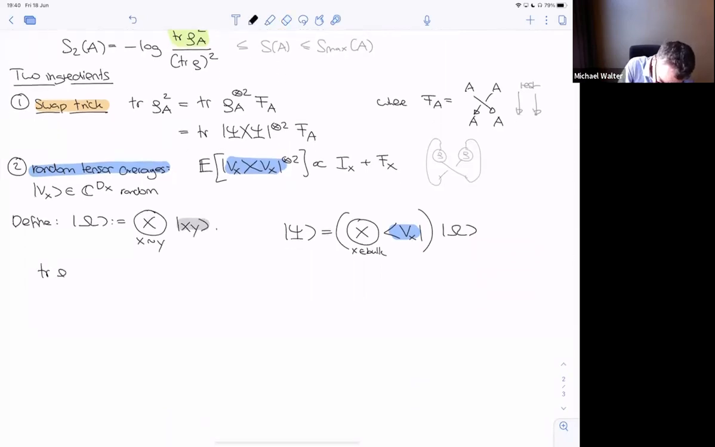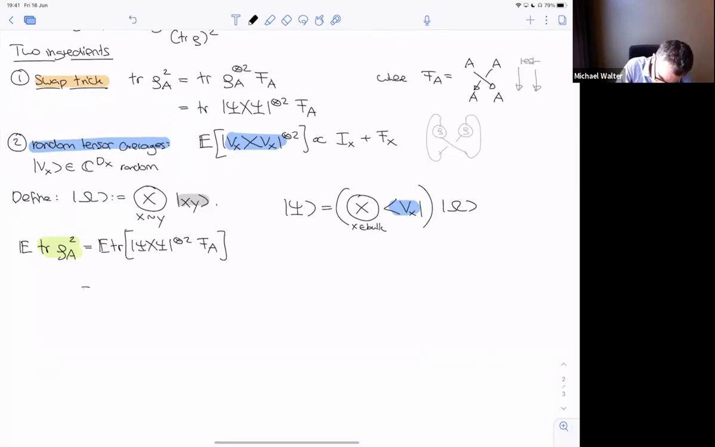So now we want to look at trace rho A squared. And as discussed before, we can write this as the trace of two copies of the tensor network state, swapping on the A's and not touching anything else. Okay, the thing we want to compute is the expectation value of this.